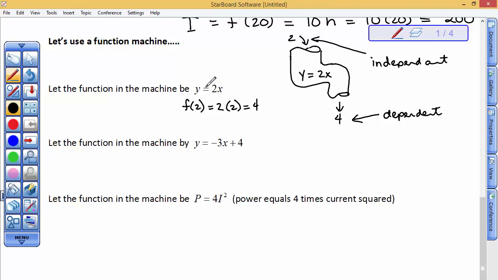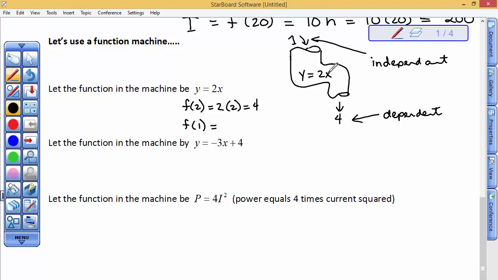Let's do it again. If I ask you to find f of 1, I'm asking you to put a 1 here into the function machine. Put the number in for x, crunch, crunch, crunch, and spit out an answer of 2, because 2 times 1 is 2.